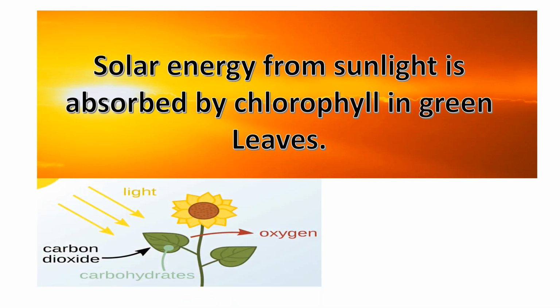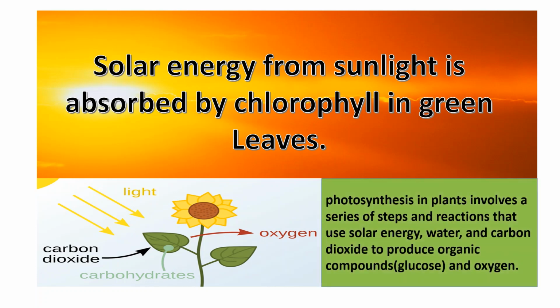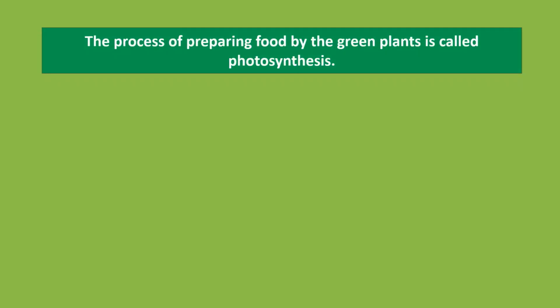In this diagram, you can see carbon dioxide is obtained from the atmosphere, light is obtained from sunlight and forms carbohydrate, and oxygen gas is released to the atmosphere. So photosynthesis in plants involves a series of steps and reactions that use solar energy. Water and carbon dioxide are used to produce organic compounds, glucose, and oxygen gas is released. The process of preparing food by green plants is called photosynthesis.